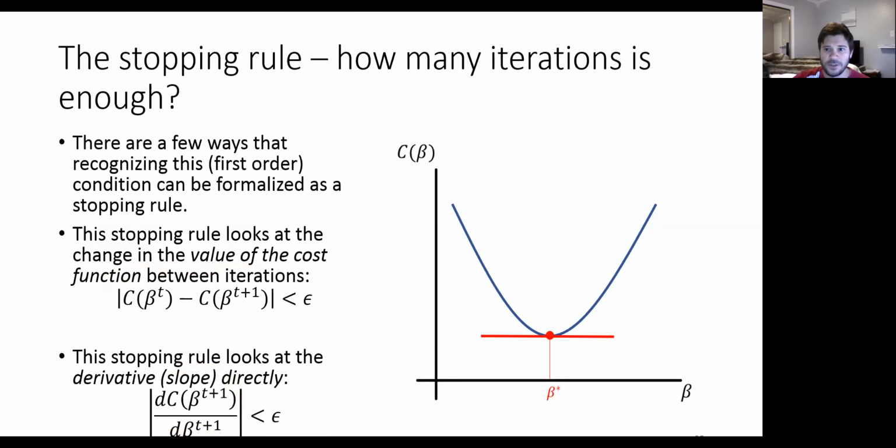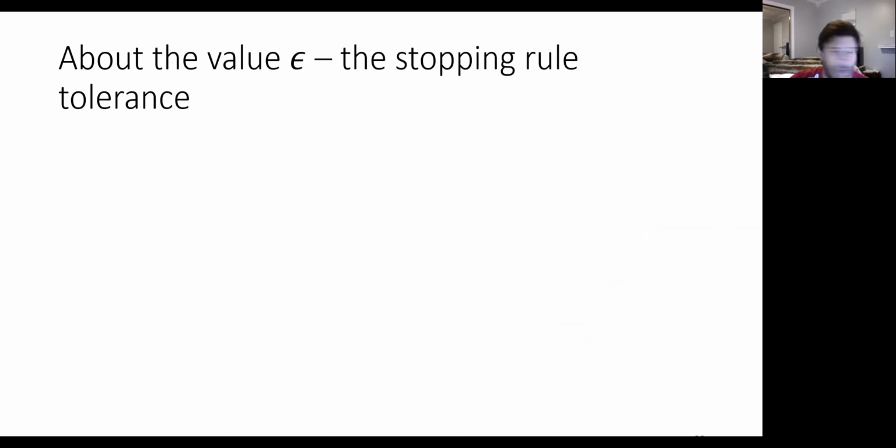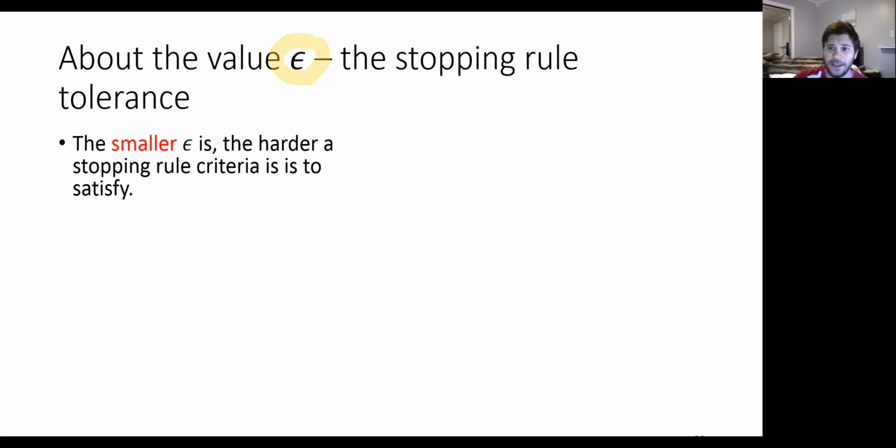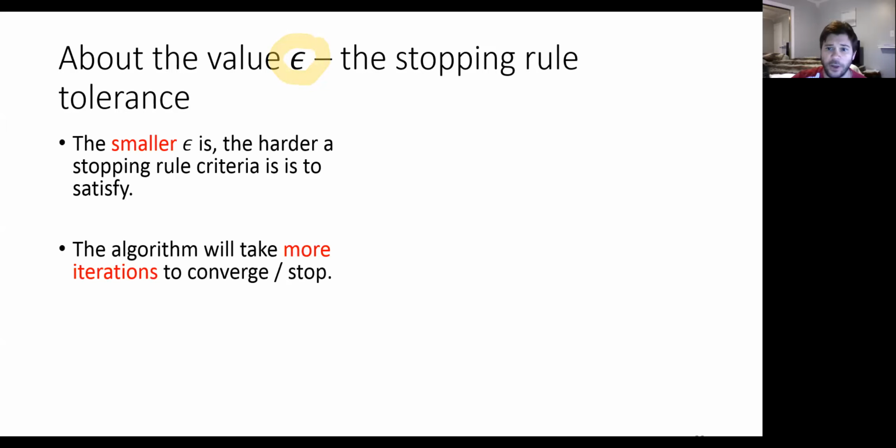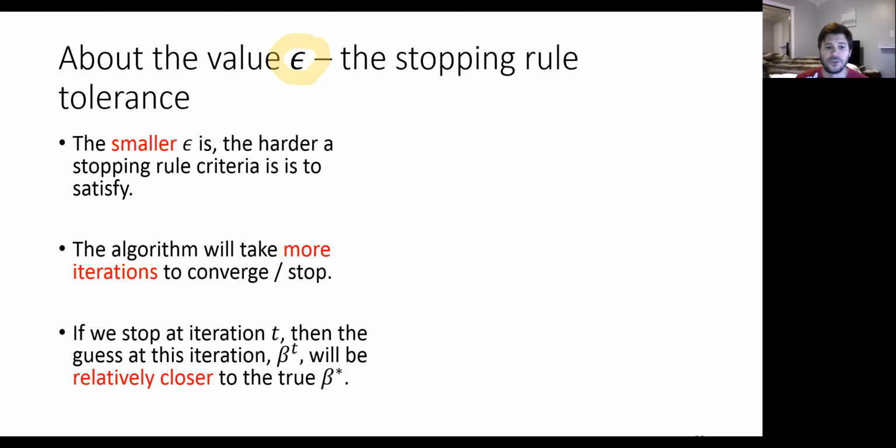So before we wrap up here, just a few things about the stopping rule. First thing to understand here is the value of epsilon. This is an arbitrary constant that the user has to specify, and the smaller epsilon is, the harder the stopping rule criteria is to satisfy. The algorithm will take more iterations in order to converge if you use a smaller epsilon. The upside of this is that if we stop at iteration t, if we wind up exiting because we satisfy that stopping rule criteria, then beta t will be relatively closer to the true value beta star because we forced it to go through more checks.